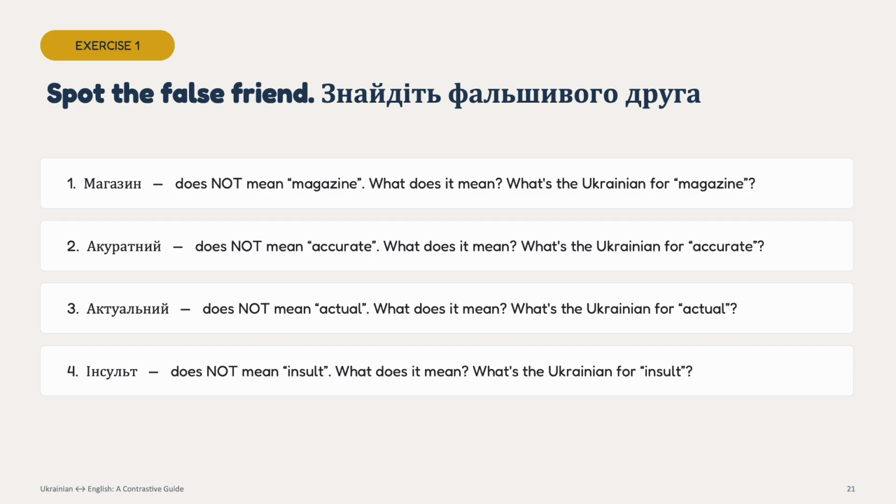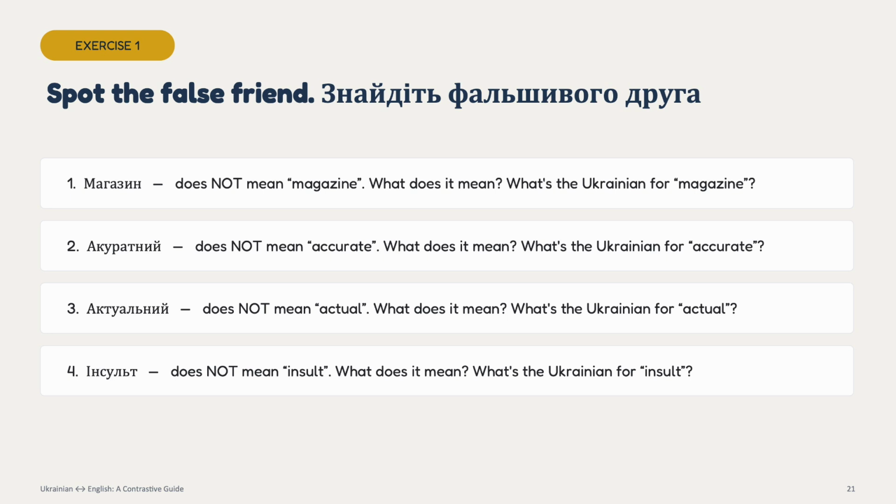Okay, Irina wrote real, which is a good option. And Richard wrote current, which is also a good option. And how would you translate actual to Ukrainian? Справжній. Yes. Okay, справжній or фактичний can also be. Okay, then we have the word insult. Lex wrote поточний, which is also a good option.